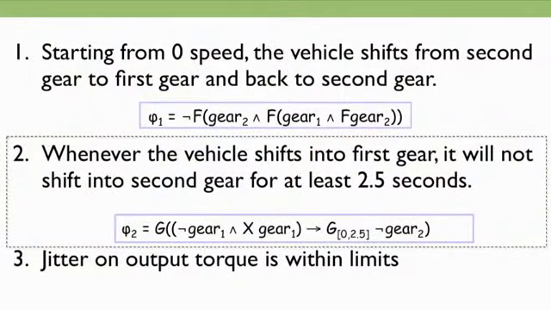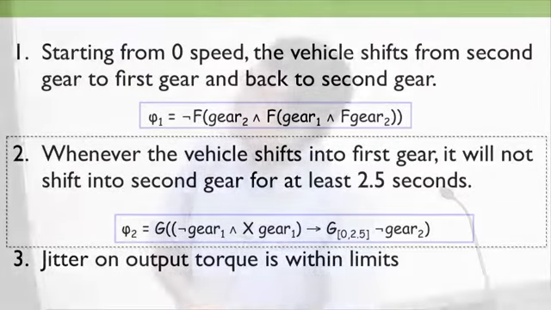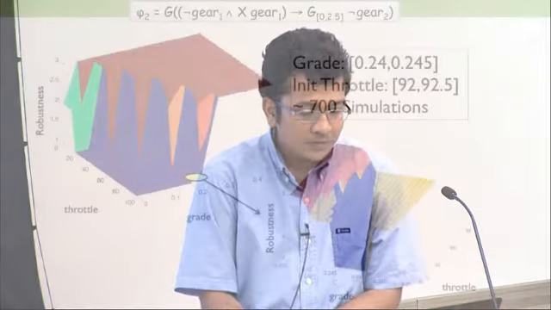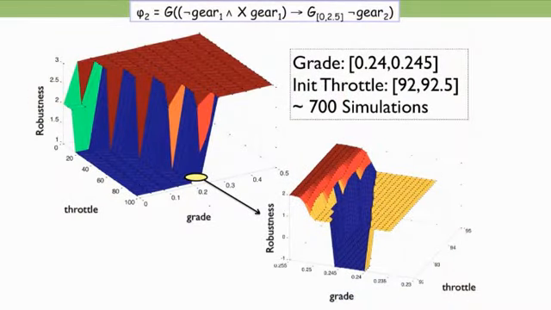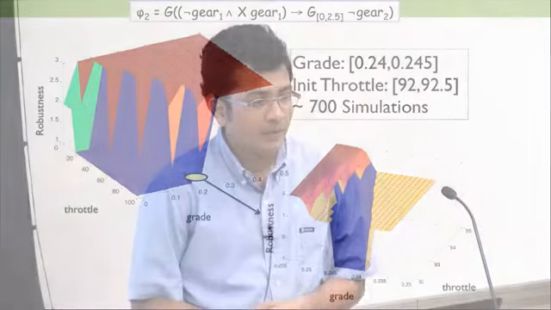Okay, and we were given some properties. Starting from 0 speed, if the vehicle shifts from the second gear to the first gear and then back to the second gear, is that even possible? Or they asked us, if the vehicle shifts into the first gear, will it not shift back into the second gear for at least 2.5 seconds? It should remain in the gear that it just shifted into, and it shouldn't just keep shifting back and forth. They wanted to know if these properties were false. For example, for property 2, it wasn't very well known whether it was true or false. And what we found out was that it was actually false. We actually falsified all 3 properties using S-Taliro.